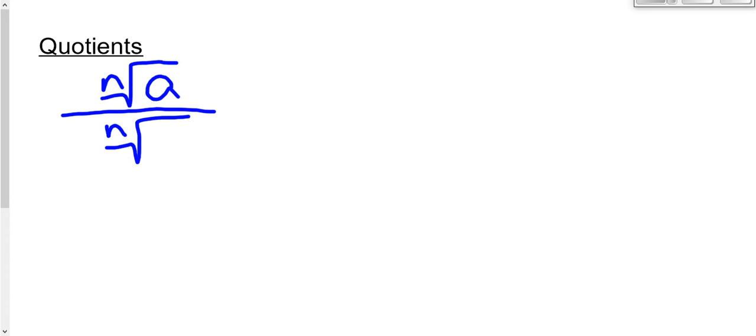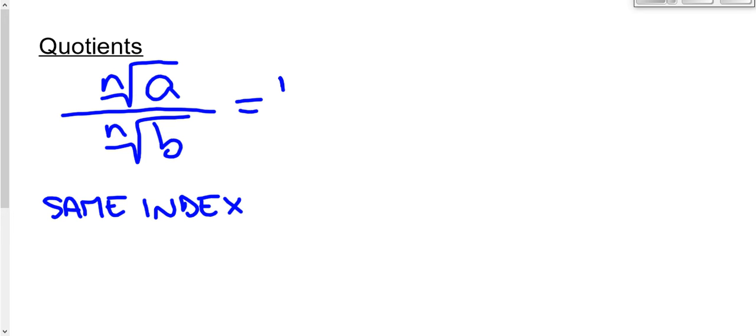Quotients, remember, a quotient is the product of division, so if we have two radicals being divided, we're going to see a similar pattern. In this situation, let's say I have, again, the nth root of a, but this time I'm dividing it by the nth root of b. Now again, we have to have the same index in both of these, and as long as the n is the same number, so the third root, the fourth root, the 17th root, it doesn't matter, as long as they match, I can combine these two radicals underneath one radical.